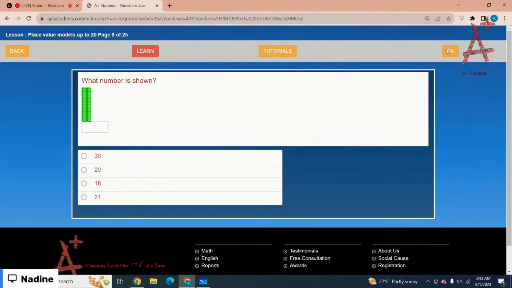Okay, what number is shown? When you count by tens, you are given two tens. So it would be, that would be two tens. You are not given with any ones, so that would be just 20.